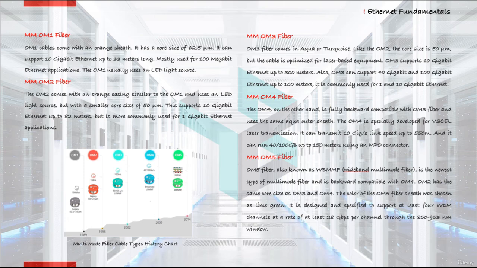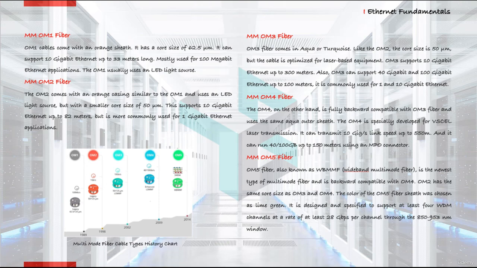OM4 fiber is fully backwards compatible with OM3 fiber and uses the same outer sheath color. OM4 VCSEL has been specially developed for laser transmission. OM3 supports 10 GB Ethernet up to 300 meters, while OM4 can go up to 550 meters. OM4 can run 40 and 100 GB Ethernet up to 150 meters with an MPO connector. MPO connectors are connectors where fibers are used collectively. Let's look at the OM5. This model, known as wideband multi-mode fiber cable, is the latest multi-mode type.